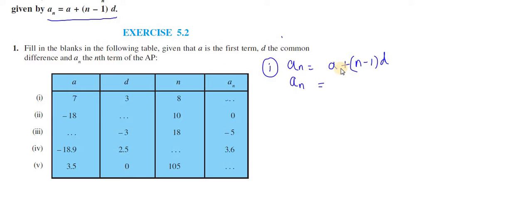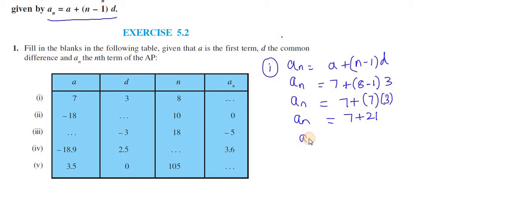So N is equal to 7. So A is equal to 7. Okay, so then what is the N value? N value is nothing but 8, and minus 1 constant into D value is 3. So therefore AN is equal to 7 plus 8 minus 1, which is 7, into 3. So therefore AN is equal to 7 plus 7 3s are 21.